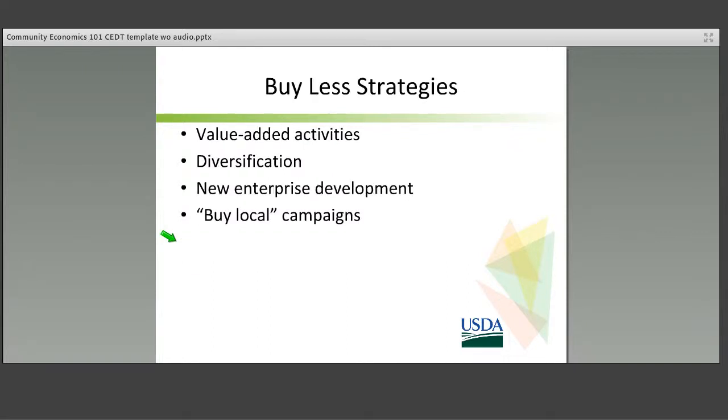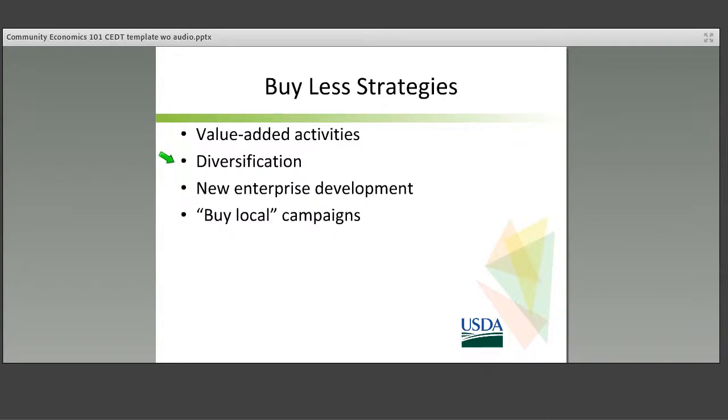On the buy less side, there are also some very good strategies. Sort of the value-added activities where you're looking to bring a supplier in so that more of the value chain takes place in the community. There's thinking about diversification. If the community is only producing 2 or 3 things that it sells to the outside, maybe adding new activities that can take place in that community could help reduce the amount of things that are brought in and bought.